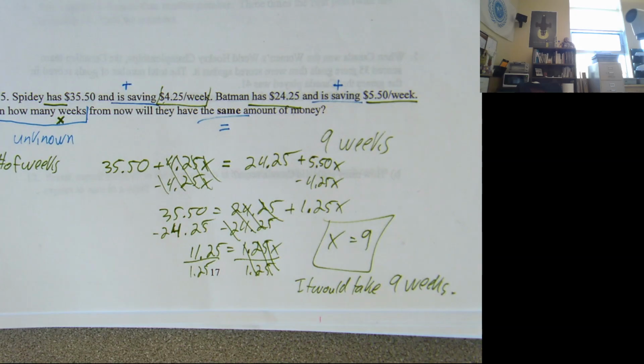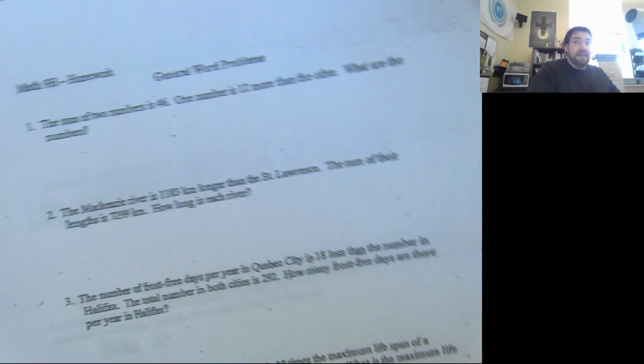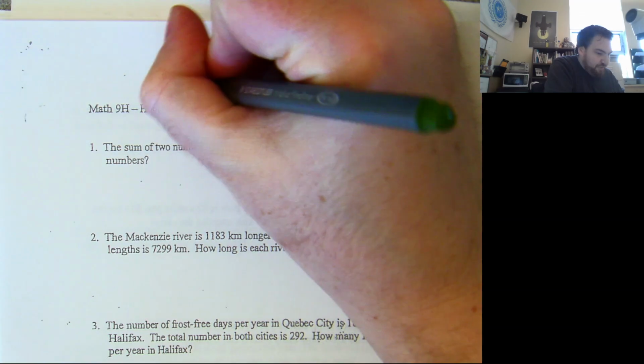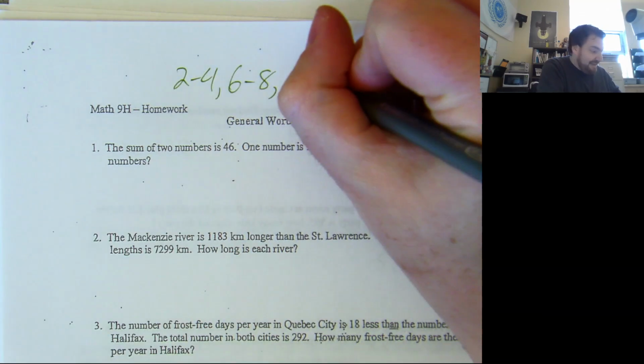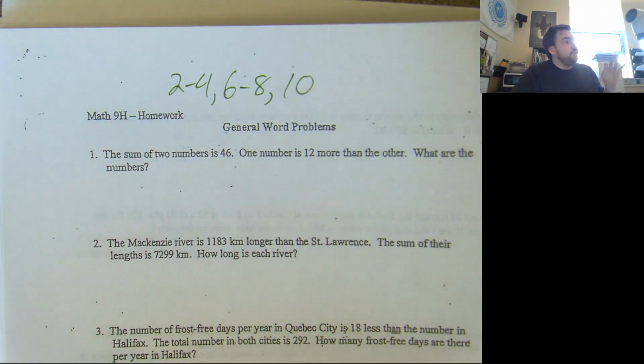Your task is to flip to the next page. Here it is. Flip one page hence. And here are the questions I want you to do. 2 to 4, 6 to 8, 10. No. 2, 3, 4, 6, 7, 8, and 10. 2 to 4, 6 to 8, and 10.